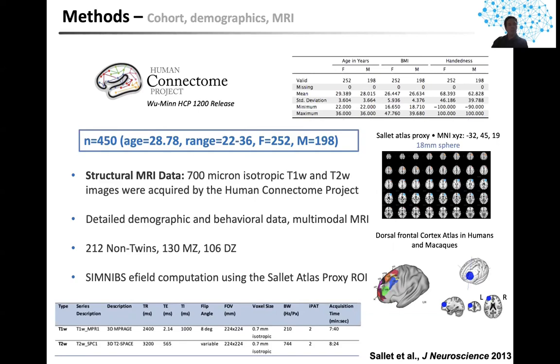We have used SimNIBS E-field computation using the Sallet Atlas ROI and a proxy of it. The Sallet ROI is based on frontal cortex atlas estimation by resting state and DTI in humans and macaques. The proxy we have applied is based on the MNI coordinate and a sphere of 18 millimeters. It's shown here in a blue binary coding, and here it's overlaid on the solid areas in these axial slices.